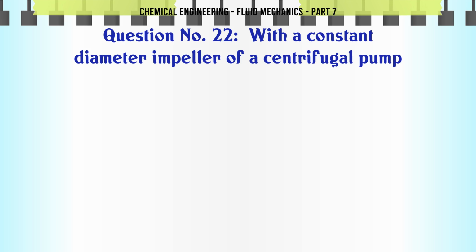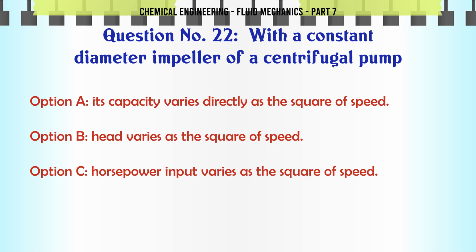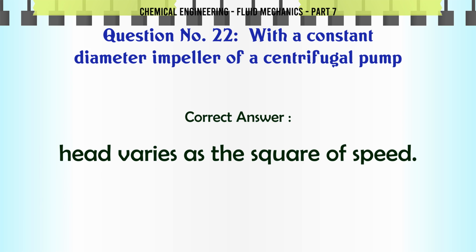With a constant diameter impeller of a centrifugal pump, A. its capacity varies directly as the square of speed. B. head varies as the square of speed. C. horsepower input varies as the square of speed. D. head varies as the speed. The correct answer is head varies as the square of speed.